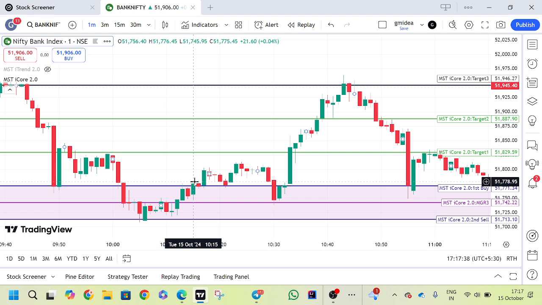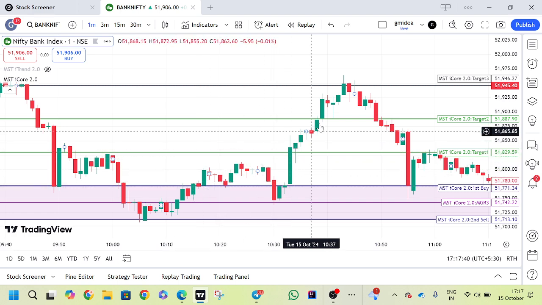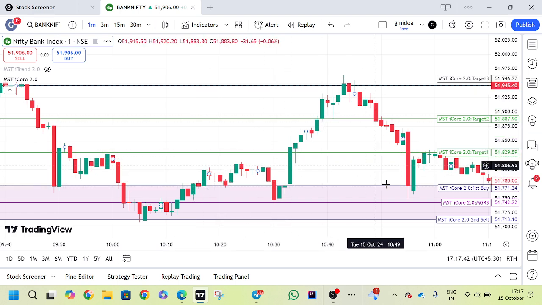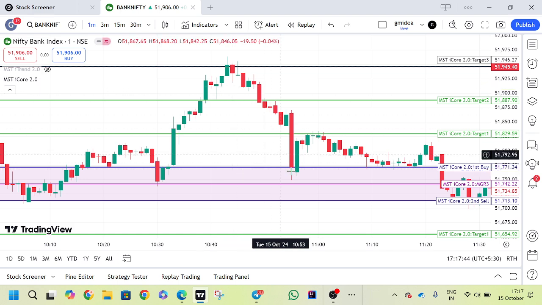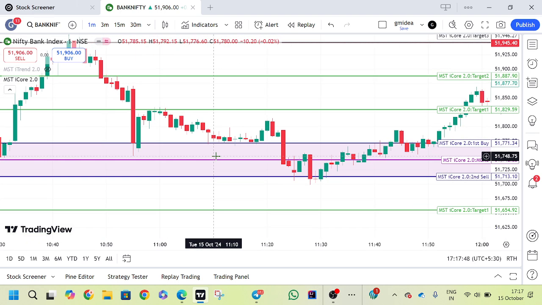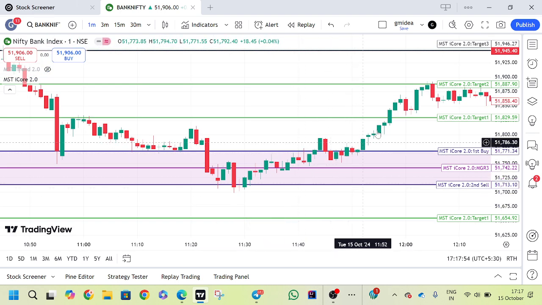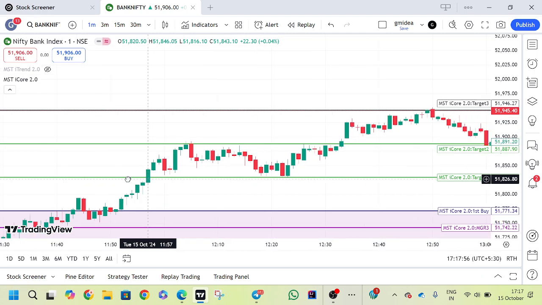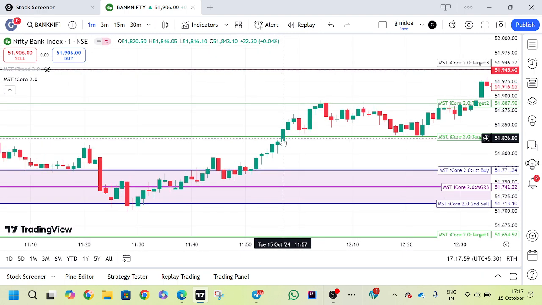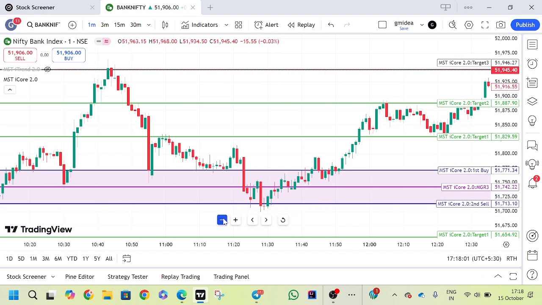So if we have taken the buy entry from here, first target, second target, third target also hit. Once again the market has fallen to our buy zone. Again first target hit. See here. Again the market is coming down with a bearish engulfing, and once again buy activated, all the targets hit. So this is how our indicator is working.